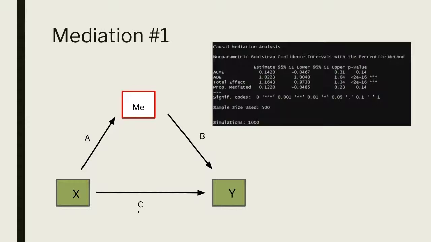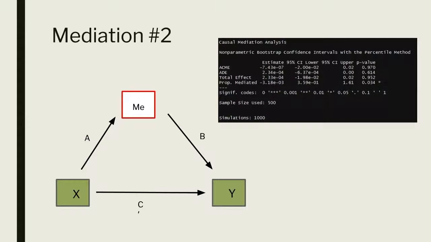Taking a look at this first mediation model, we can see that the average causal mediated effect is insignificant at the 0.05 level, and the average direct effect is significant at the 0.05 level. So in that case, what we can see is that X is predicting Y without the mediator. Let's move on to the second one.